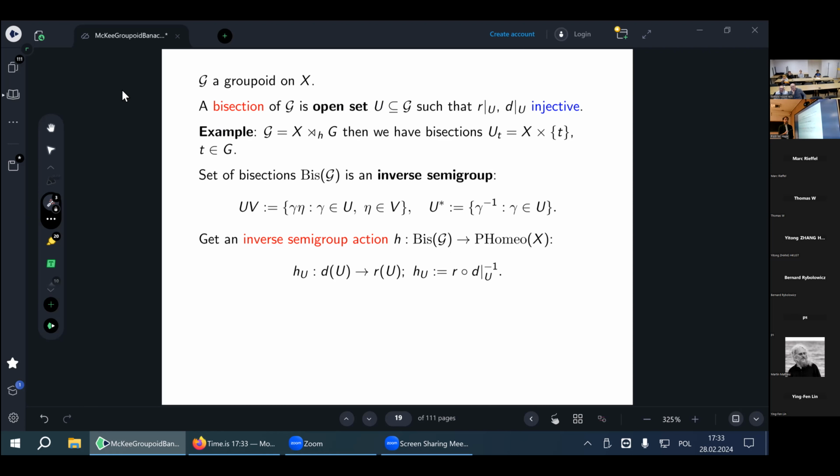So from this, we get an action of the bisections of G as partial homeomorphisms on the base space of the groupoid X. So the action applied to a bisection has domain the domain of the bisection, range the range of the bisection. And it goes like this: it does the inverse of the domain map, which is a homeomorphism, and then the range map, which is also a homeomorphism.